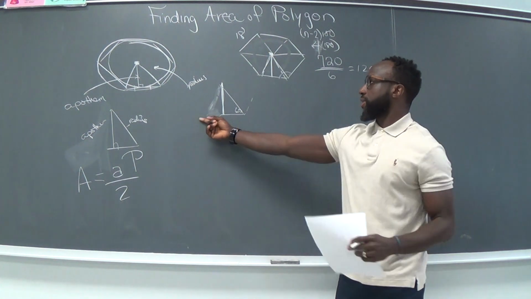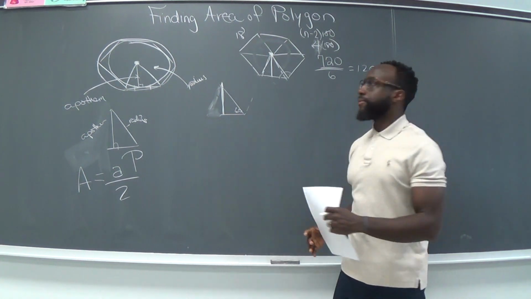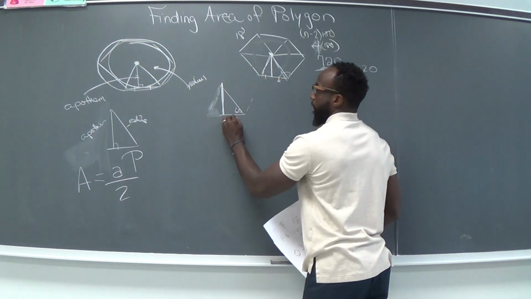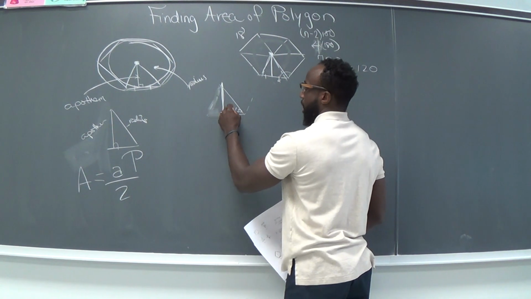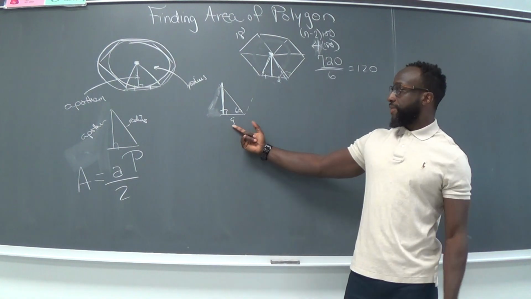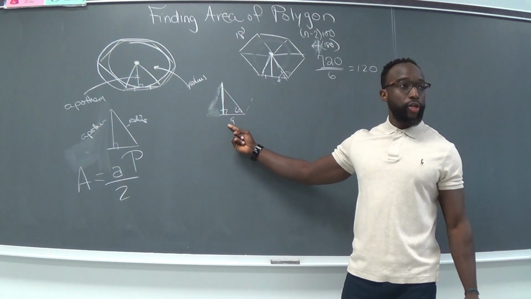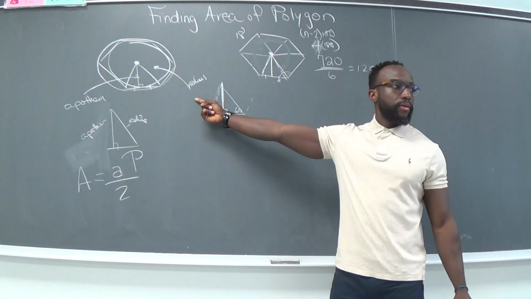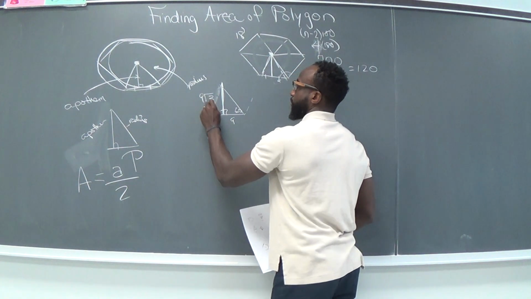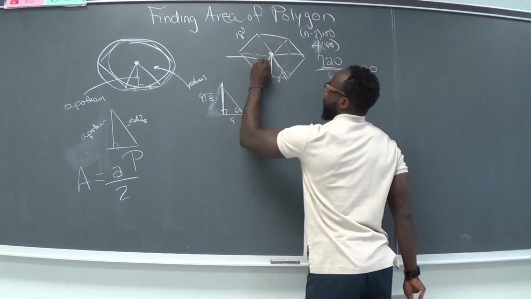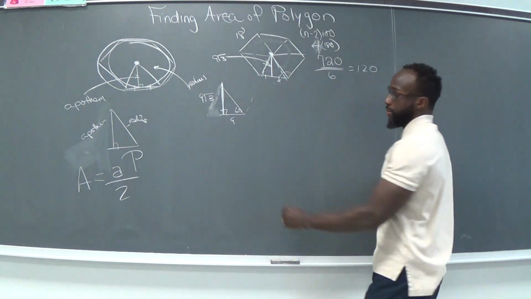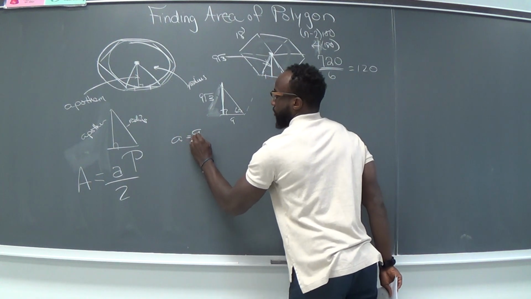So we know that the base is 18, right? If the base is 18, then half the base is what? 9. So you got this side here. So you got 9, and this is a 30, 60, 90 special triangle, right? So if that's 9, this would be the short leg. What's the long leg? 9√3. Yes, 9 times the square root of 3. So now we have the apothem, 9√3. So, in this particular problem, we have the apothem, a equals 9√3.